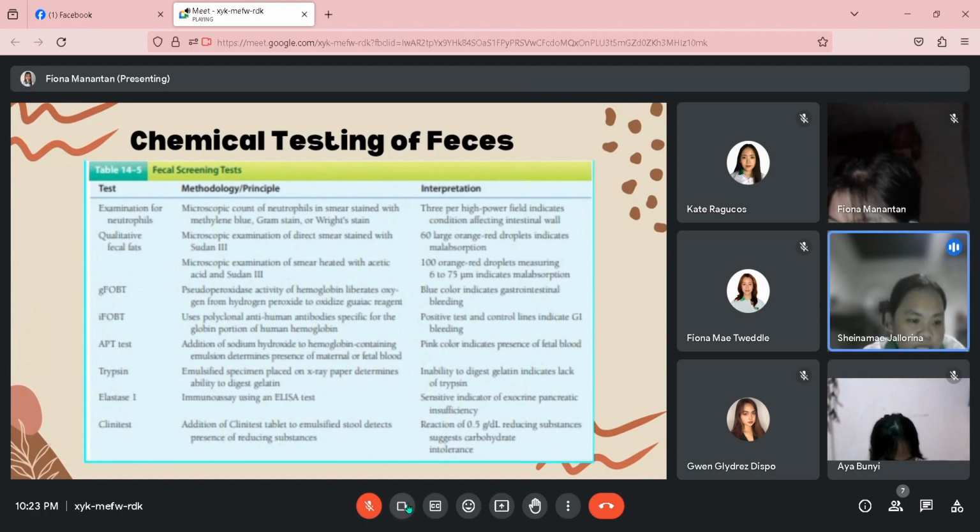The last one is the Clinitest. Addition of a Clinitest tablet to emulsified stool detects presence of reducing substances. Interpretation: a reaction of 0.5 grams per deciliter reducing substances suggests carbohydrate intolerance.